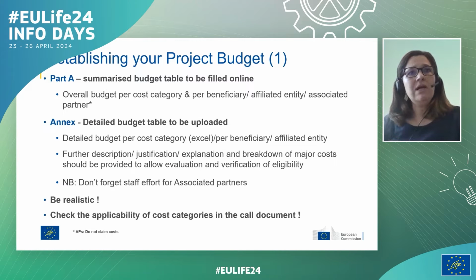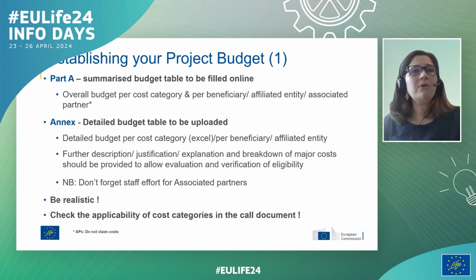So what do you need to do in financial terms? Bern has already gone a little bit over this. So you will be requested to fill in mainly two parts. The part one, which is the overall budget. I will show in a minute what it looks like. And here you will have to put per beneficiary or affiliated entity the costs that you will have and per cost category. So the different types of costs, personnel, subcontracting, etc. The associated partner will be there, but with zero costs.